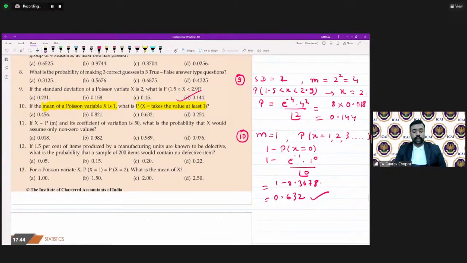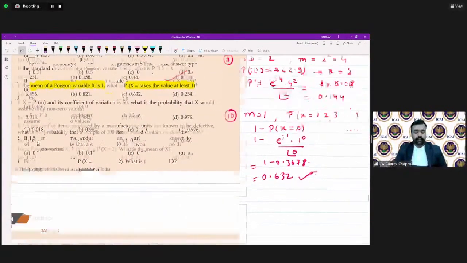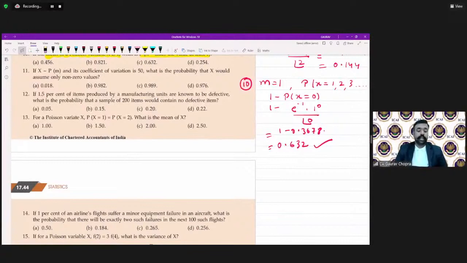Now the next one, that is question number 11. 11 is a good question. Now what this language means: if x follows Poisson distribution with parameter m, and its coefficient of variation is 50. So 50 is what? CV, coefficient of variation. Then what is the probability that x would assume non-zero values? Non-zero means 1, 2, 3, and so on. And also CV is given.